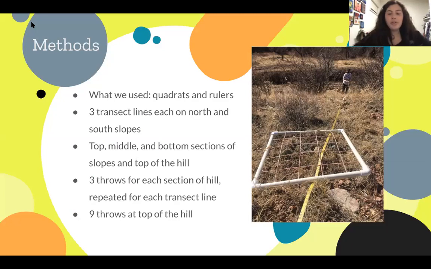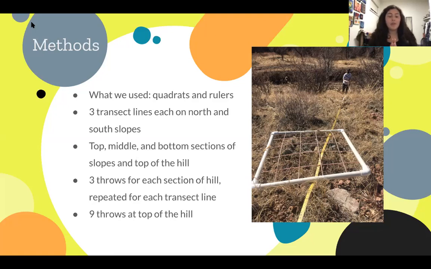The way that we went about collecting all the data is we split into two different groups to measure the north versus the south side of the hill. We got a tape measure and started at the top all the way to the bottom, and we split the hill into three different sections: top, middle, bottom. Then we used the quadrat, which is what's in the picture, and we threw it across the line, three times for each section. We repeated this all the way to the bottom, and then we did two more of those lines so we could have a reasonable amount of data points and hopefully more accurate results.